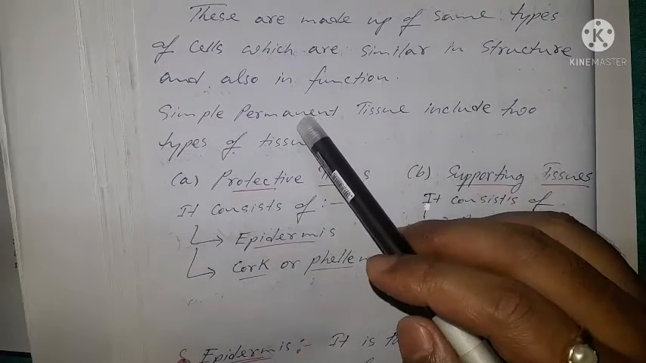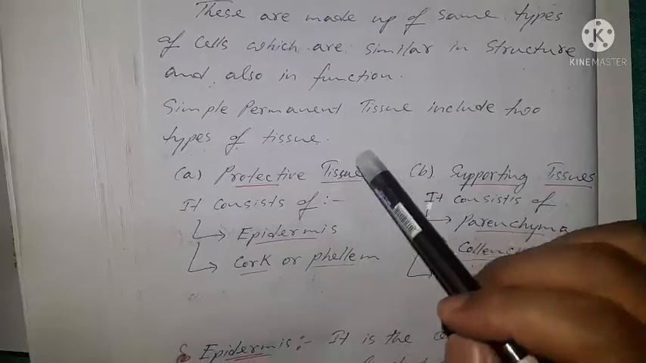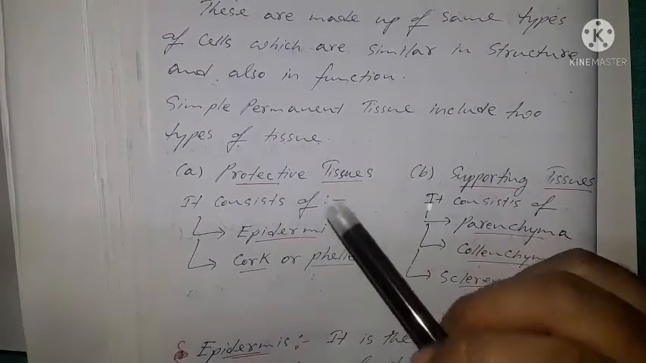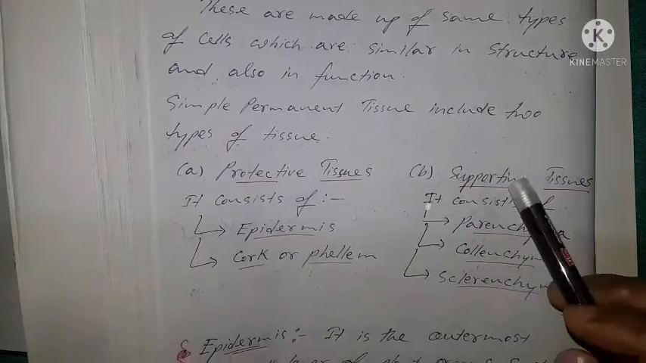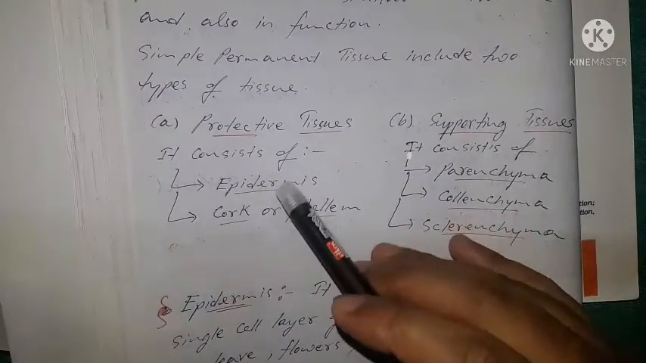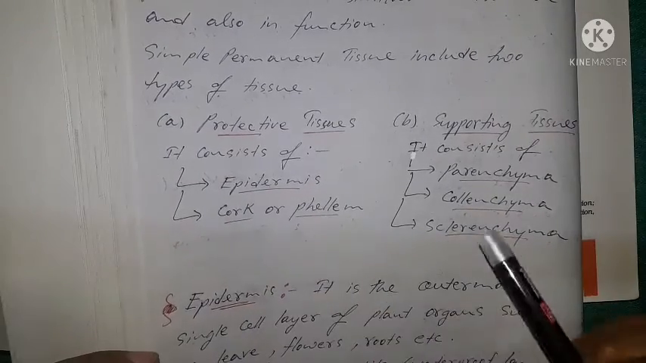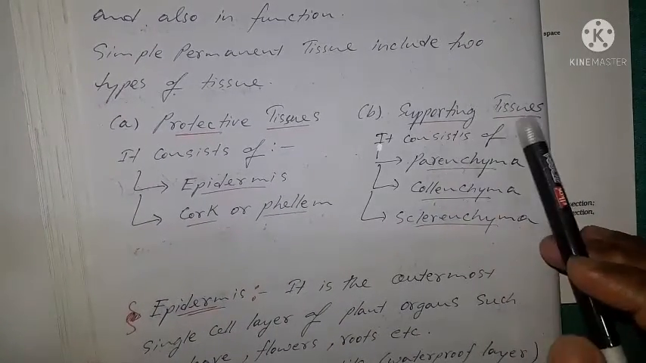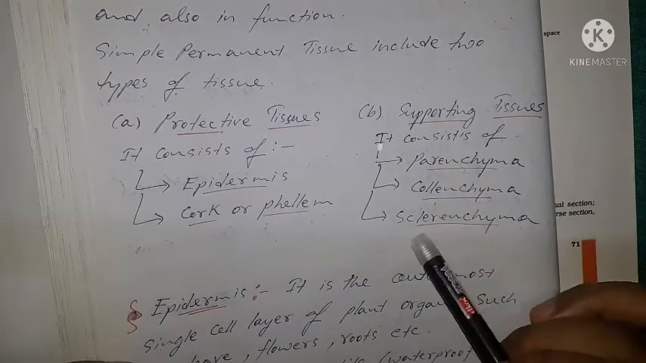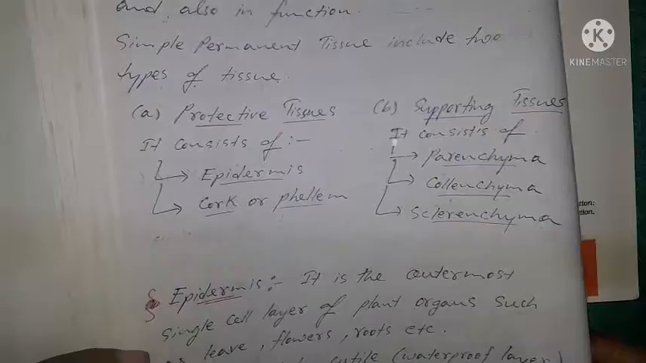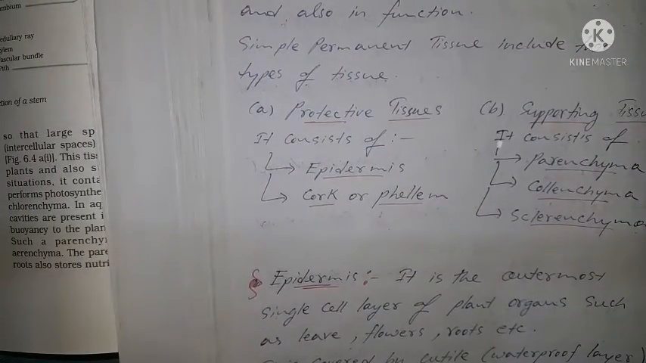Simple permanent tissue includes two types of tissues, that is protective tissues and supporting tissues. The protective tissues consist of two types, that is epidermis and cork or phellem. And the supporting tissue consists of three types, that is parenchyma, collenchyma, and sclerenchyma. So we'll discuss one by one all the types of tissues.